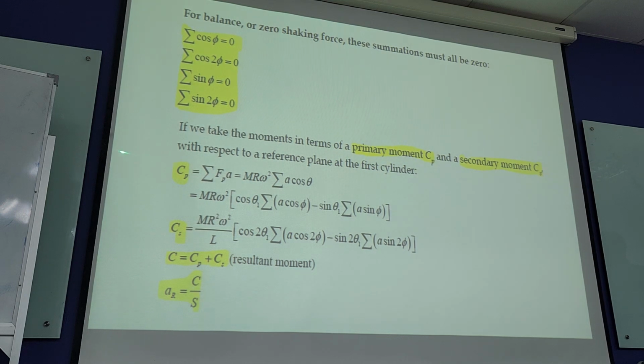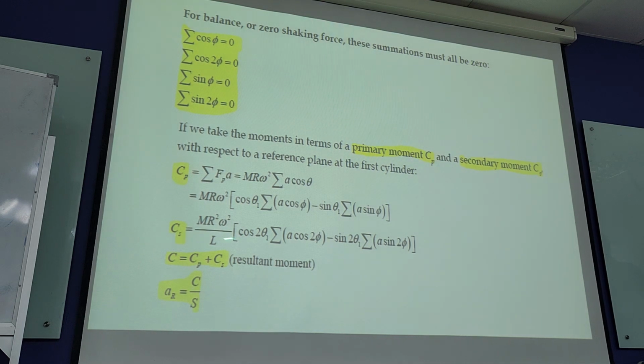Okay, so this is the primary force: m r omega square into cos theta, multiplied by A. If you expand this using the same trigonometric identity, you can see the sum of A cos phi and the sum of A sin phi. If you want to make the primary moment on the inline engine 0, then you have to make the sum of A cos phi 0 and the sum of A sin phi 0.